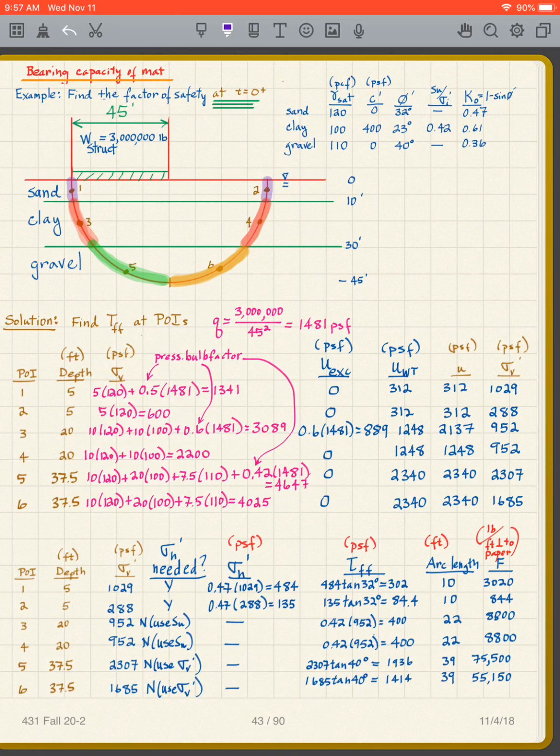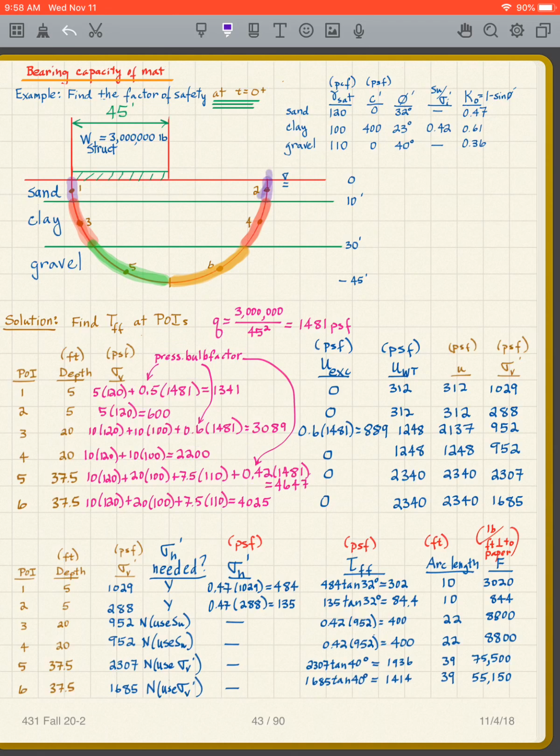Now, notice that we have the pressure bulb from our structure looking like this, for instance. Let's draw it like that. We're going to say that points 1, 3, and 5 are within the pressure bulb, and points 2, 4, and 6 are outside the pressure bulb. So when we calculate sigma V, we need to come up with the pressure bulb factor at points 1, 3, and 5 in order to get the sigma V.